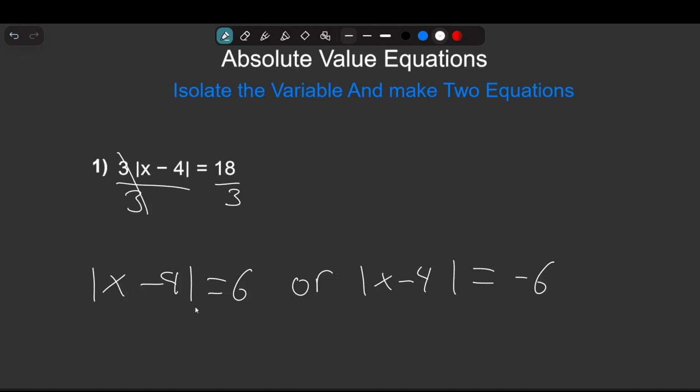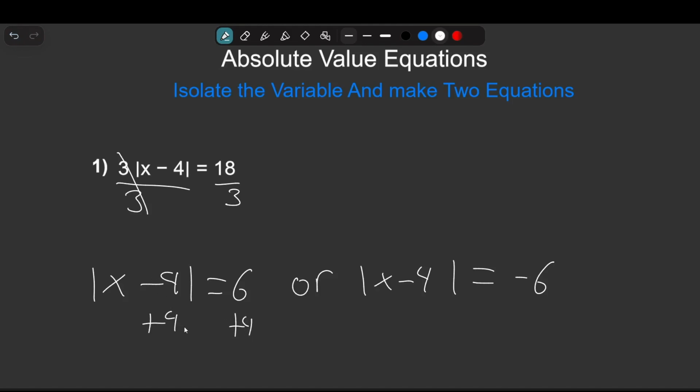So let's start by solving this one first. Here we have x minus 4 equals 6. This is just a normal equation now. You guys already know how to solve this. If you don't know how to solve this, go watch one of my other videos where I solve normal algebraic equations. So the first thing we're going to do is isolate our variable by using the inverse operation. We are doing minus 4 here, so we have to use the inverse, which is addition. So we're going to add 4 on both sides.